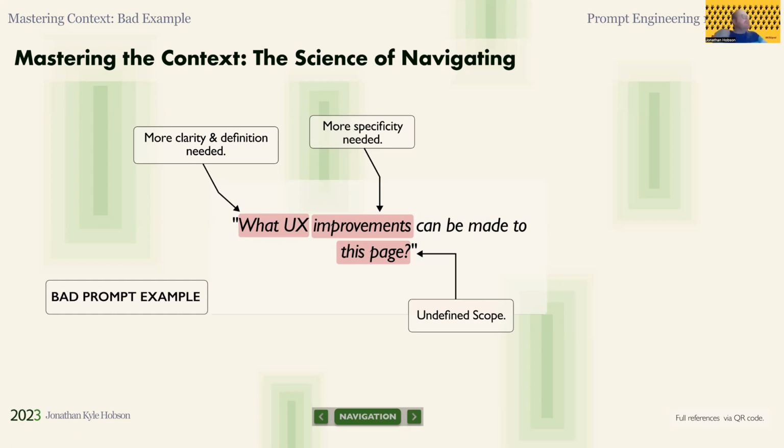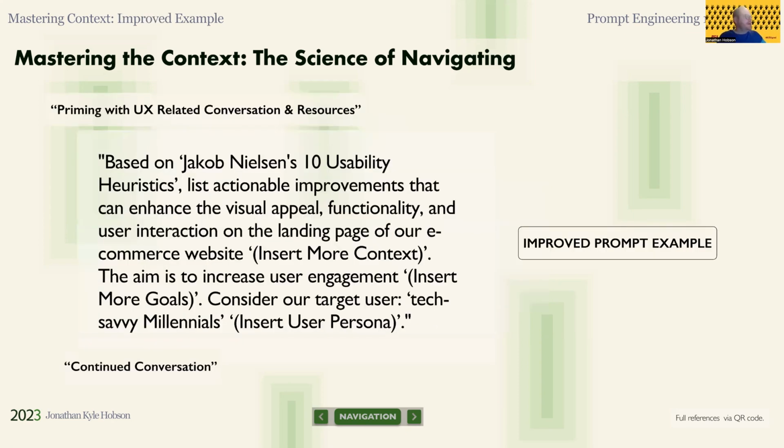And the same with improvements. What kind of improvements? What does improvements mean to that person? You're leaving it up to ChatGPT to determine that, which can be beneficial. You can use that to your advantage sometimes. Sometimes I strategically leave out context in prompts on purpose because I want ChatGPT's interpretation. But in this case, it's not going to give you what you want.